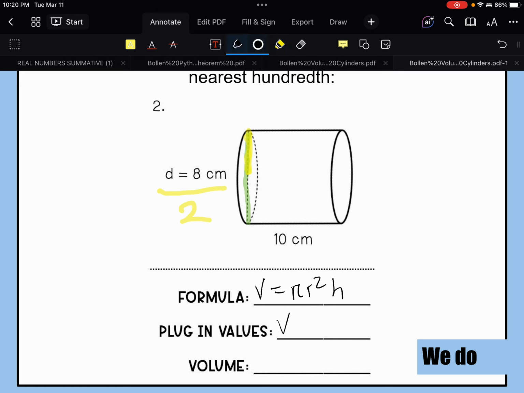So we get that V is equal to pi times 4 squared times 10, because even though it's on its side, we can just think of it as turned the other way. So we have volume equals pi 4 squared. 4 squared is 16. And so we can enter in our calculator, remember, pi is equal to 3.14. So 3.14 times 16 times 10, which is going to give you a volume of 502.65 centimeters cubed.